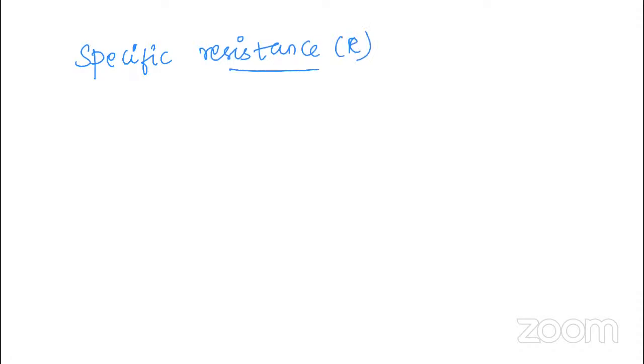Next one, specific resistance, or electrical resistivity, that is represented as rho.